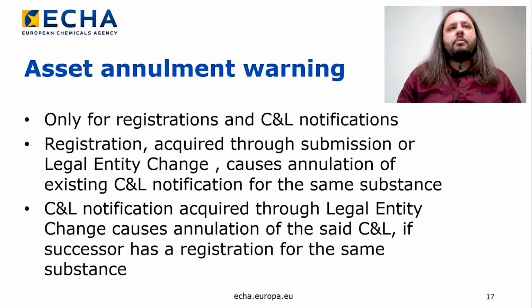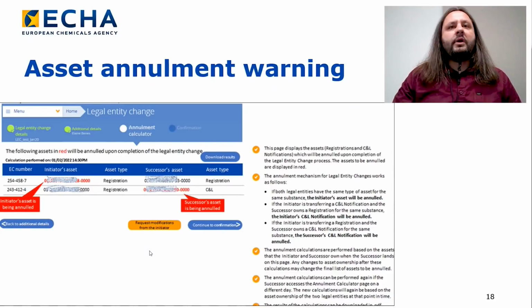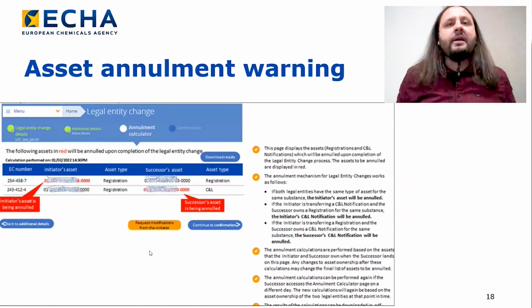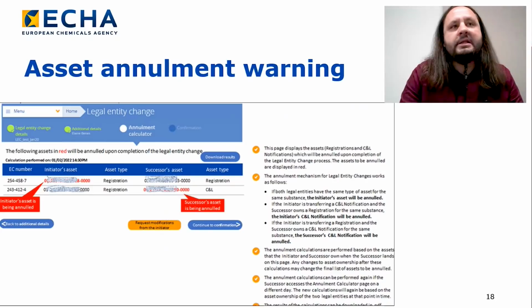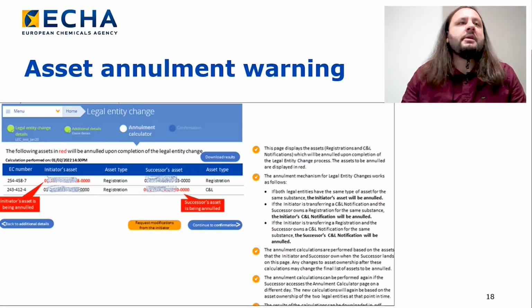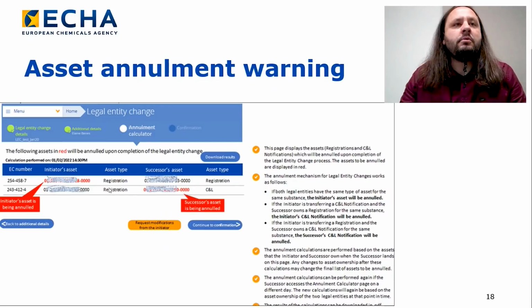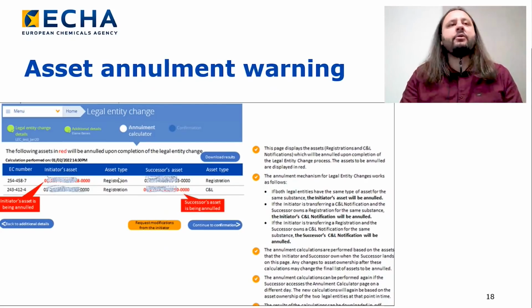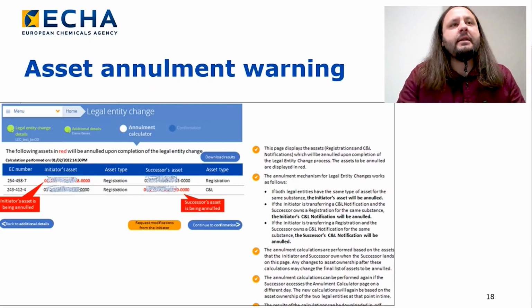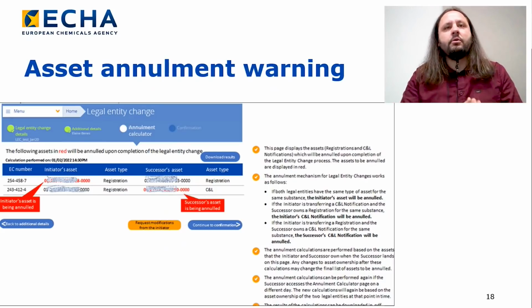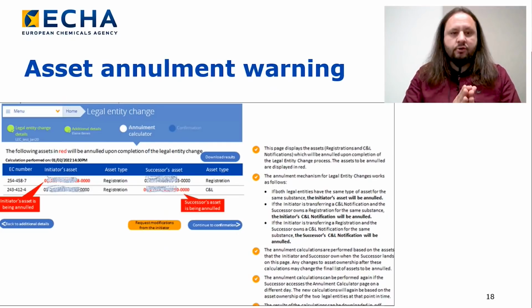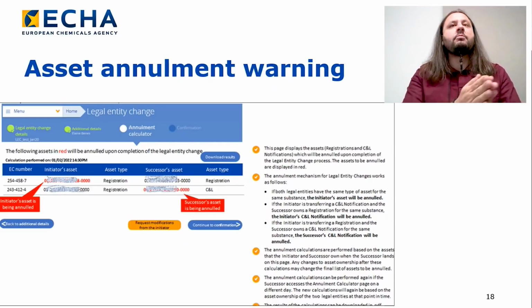Just to make it a bit more explicit, we can see here in this screenshot one example of a legal entity change and how the warning is being displayed. So in this example, we can see in the first row, on the left side of the table, we have the assets that are being transferred from a specific company. It's the initiator company. And on the right side, we have the successor assets, which means the successor is the company who is receiving those assets.